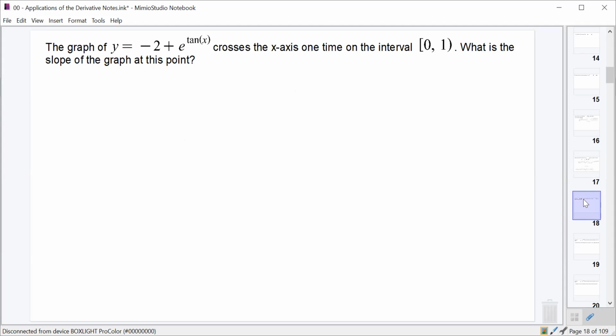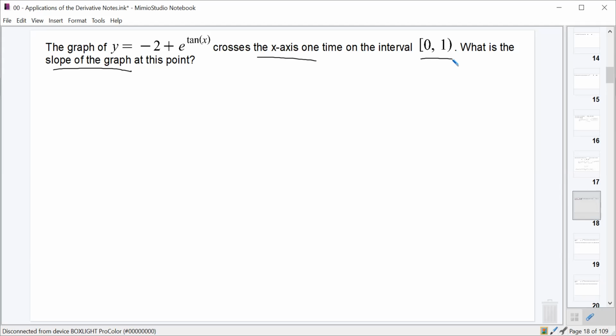All right, here we're looking at the graph of y equals -2 plus e to the tangent x crosses the x-axis one time on the interval 0 to 1. We want to find the slope of the graph at that point. So first off, we think, what are we trying to find here? We're trying to find the slope of a function, which means we need a derivative. We're trying to find the derivative when it crosses the x-axis on this interval 0 to 1.